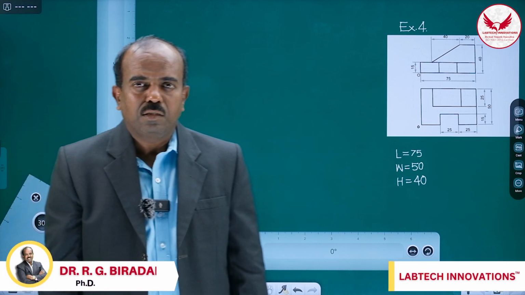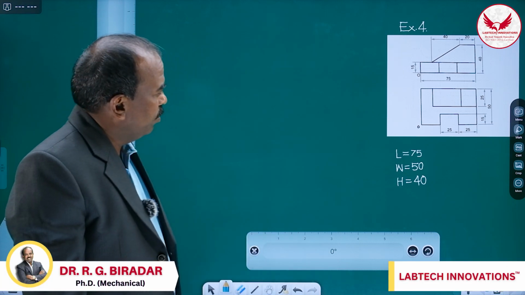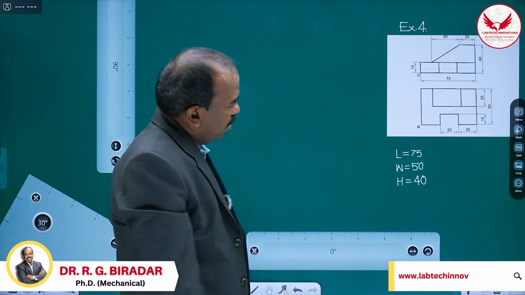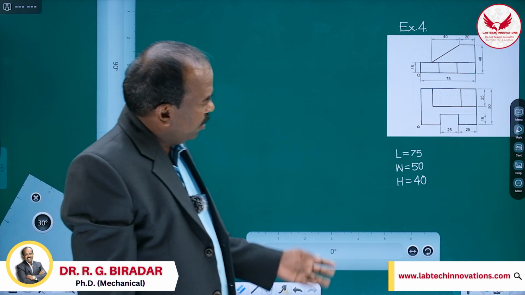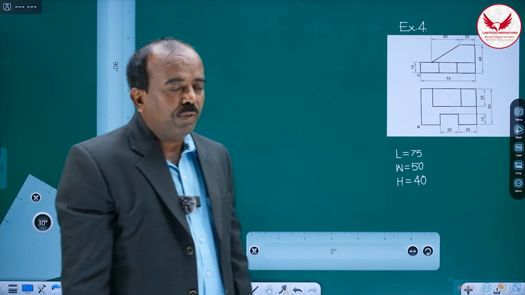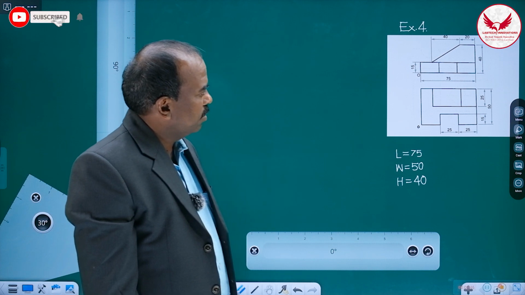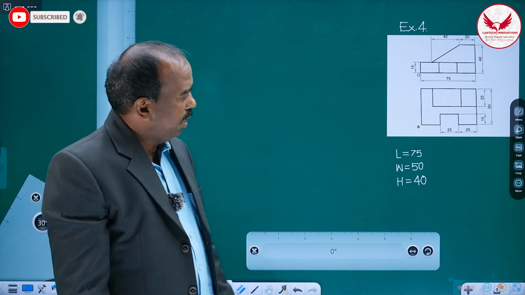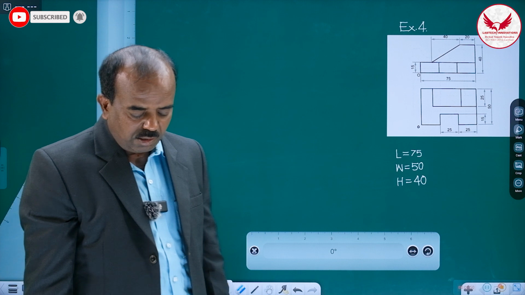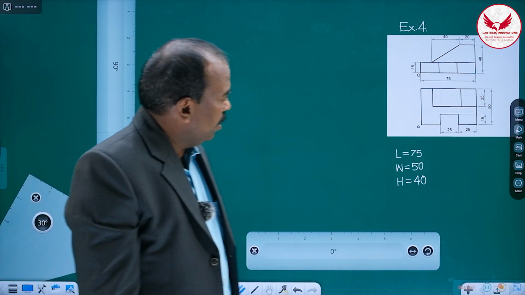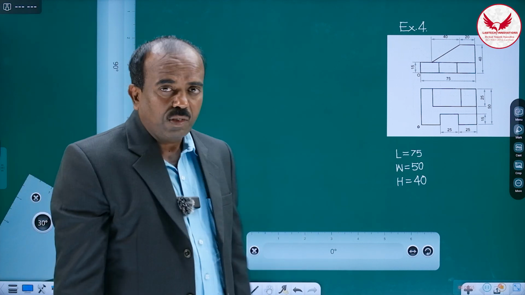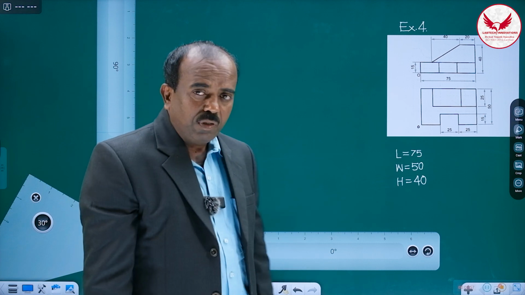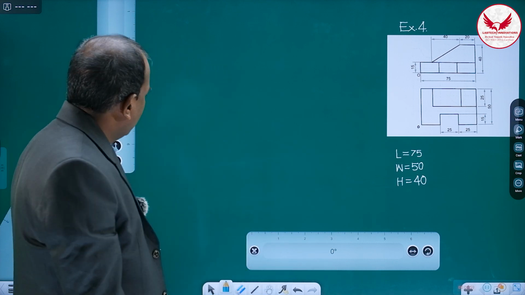Hello friends, today we'll see the isometric view of this example 4. Prior to this we have also solved the same example by giving the numbers 1, 2, 3, 4. And now I'll tell another way of solving this problem, and I hope you will like it.